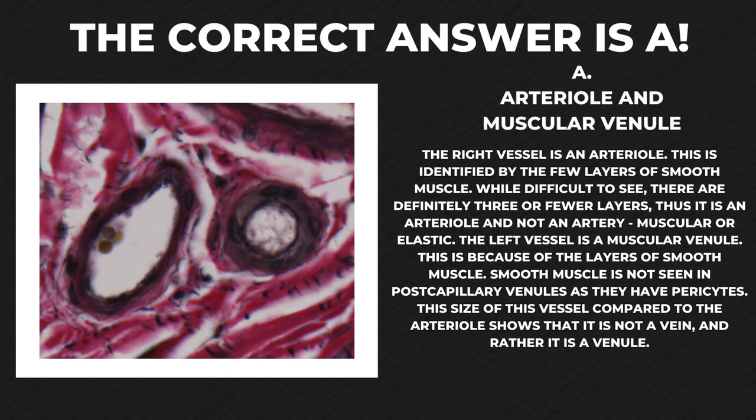The left vessel is a muscular venule. This is because of the layers of smooth muscle. Smooth muscle is not seen in postcapillary venules as they have pericytes. The size of this vessel compared to an arteriole shows that it is a vein. So it shows that it is a venule and not a vein.